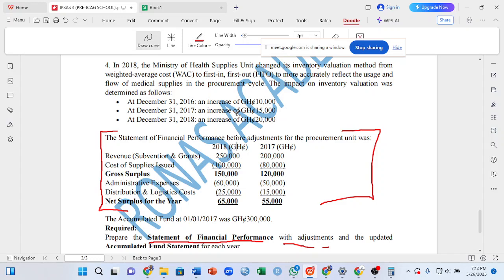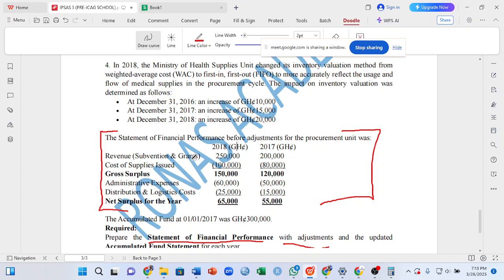Sir, please come again with the question. So I'm saying which of the items in a statement of financial performance will it affect? In a statement of financial performance, you can see revenue, cost of sales, supplies issued, gross surplus, administrative expenses. So which of the items there will the inventory affect? It will affect the cost of supplies issued.